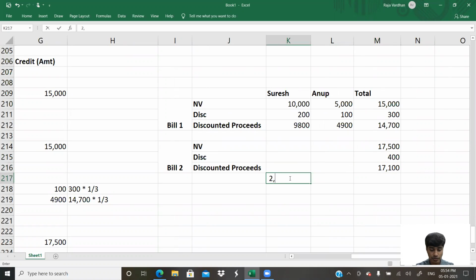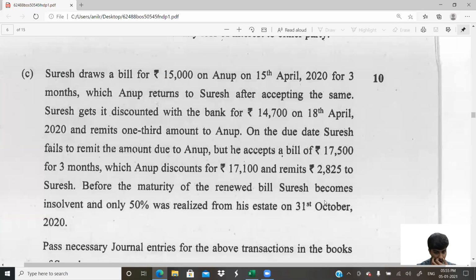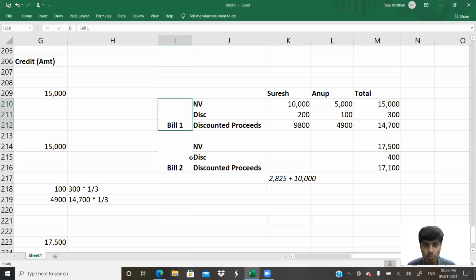Okay. So technically it gives us 2,825 plus 10,000. You might be wondering, sir, what is this 10,000? Now, the fundamental question that I'm asking is, why did bill number 2 come into the picture? Because with regard to bill number 1, Suresh was supposed to pay some money to Anup, which Suresh couldn't pay. How do you say that? They have given here, on the due date, Suresh fails to remit the amount due to Anup. Anup wants money, so what did Anup do? Anup raised a bill on Suresh, got it discounted. So the first thing he'll do from the discounting proceeds is take his 10,000, what Suresh was supposed to pay to Anup, which he didn't pay.